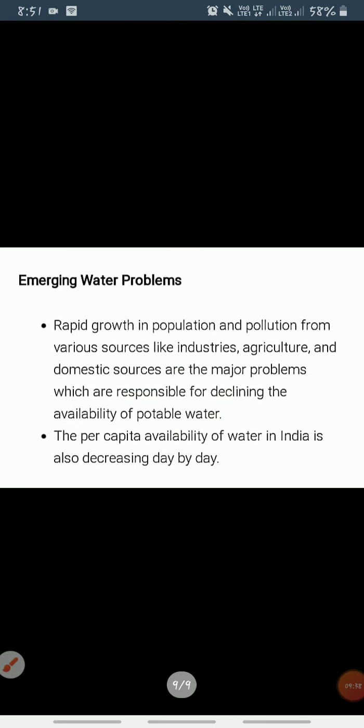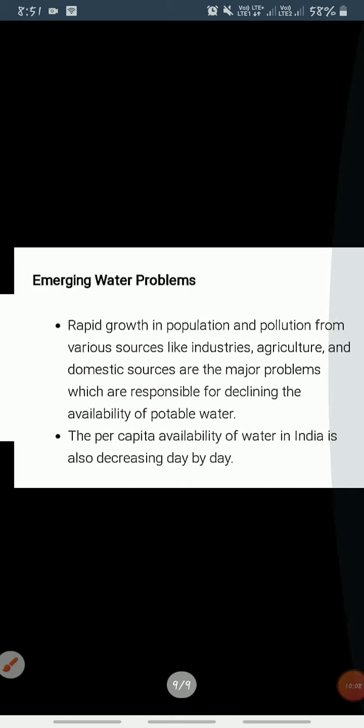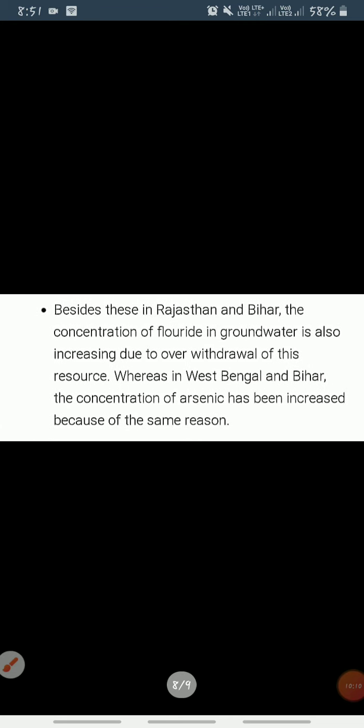ओके, नेक्स्ट इज़ एमर्जिंग वाटर प्रॉब्लम्स. अब और क्या वाटर प्रॉब्लम्स हैं? So the per capita availability of water is dwindling day by day due to increase in population. जिस तरह से population बढ़ रही है उस वजह से जो पानी की availability है वो भी घट रही है. So the available water resources are also getting polluted with industrial, agricultural and domestic effluents, and this in turn is further limiting the availability of usable water resources. So this is about the emerging water problems.